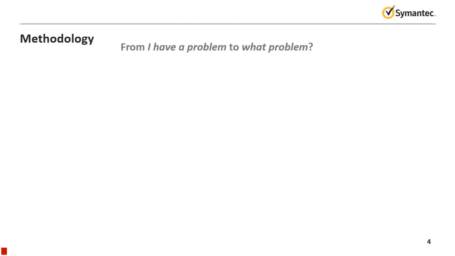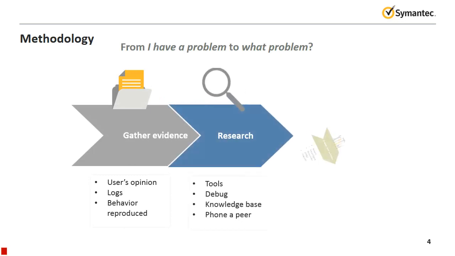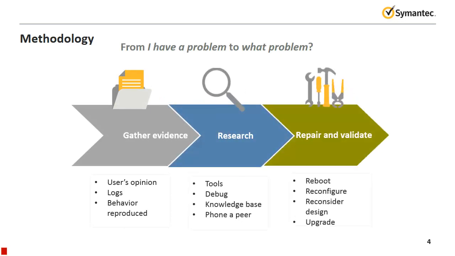When troubleshooting a problem, you gather evidence, research, repair, and validate. Gather evidence means that you're establishing what the symptoms are. You may find out what the user's opinion is, start gathering logs, and reproduce the issue. Researching means exactly that. You've documented the symptoms, you have an error message, and you're engaging resources like the Symantec knowledge base. If it's an issue that's network or database related, you may decide to phone a peer to see if the resource is available. You might also decide to turn on debug logging to gather more information.